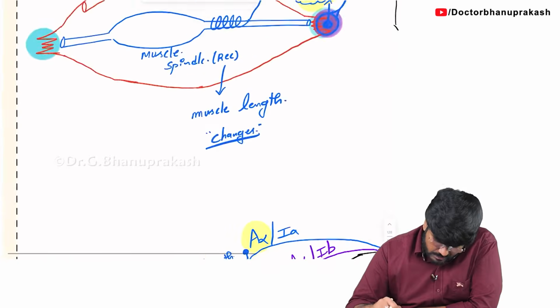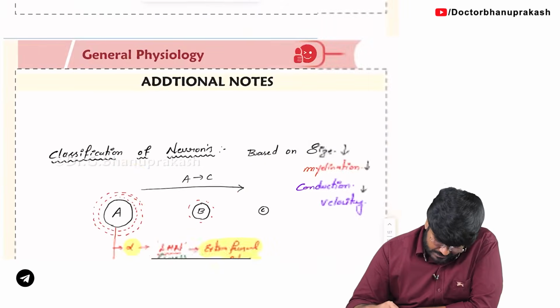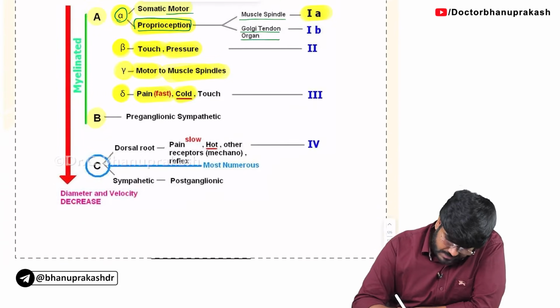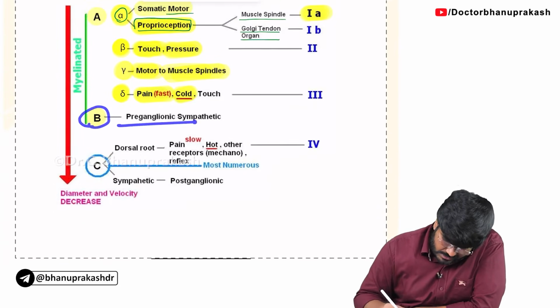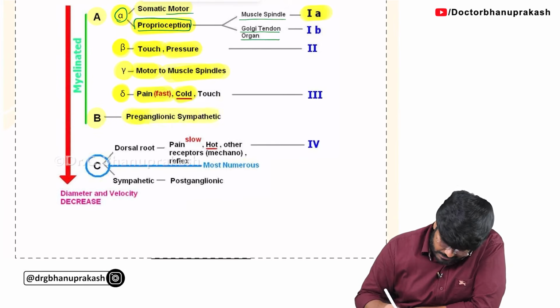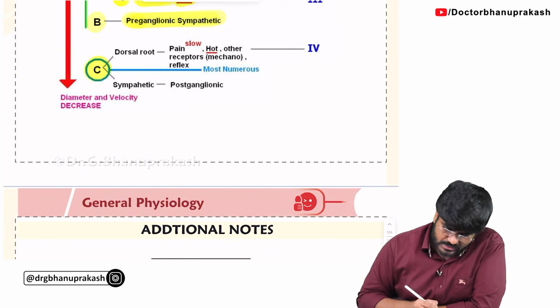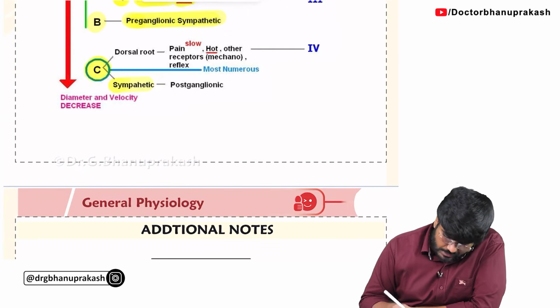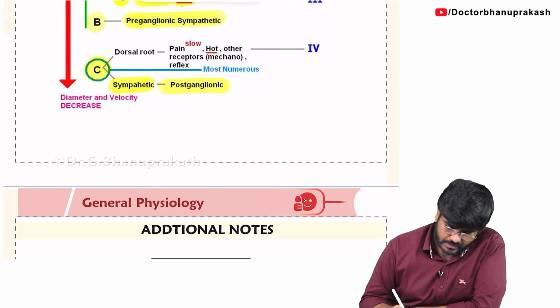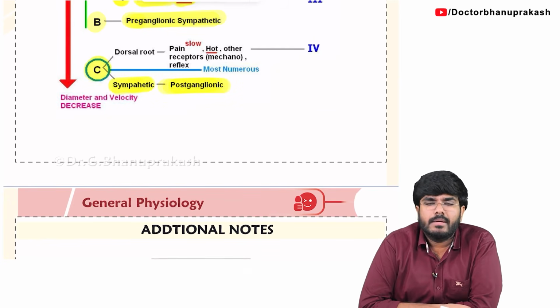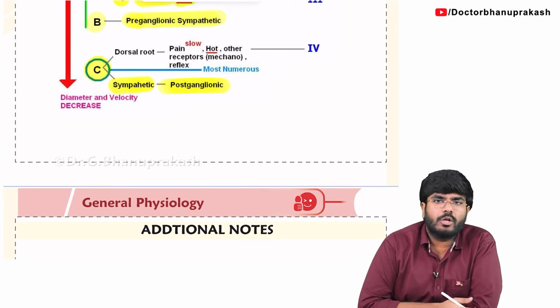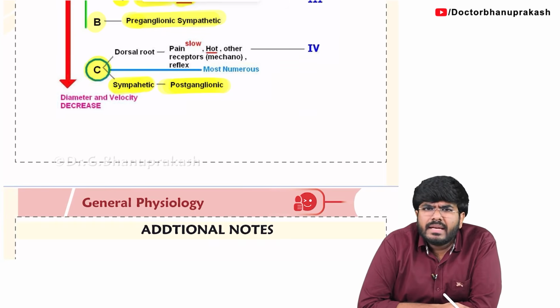Okay. So let's look at the classification system. Where do we have this B type of neurons? The B type of neurons are preganglionic sympathetic. And where do we see C type of neurons? C type of neurons are postganglionic sympathetic. Sympathetic means definitely they come under the autonomic nervous system, which is motor. No doubt in that. Any other place where C type of neurons are present?